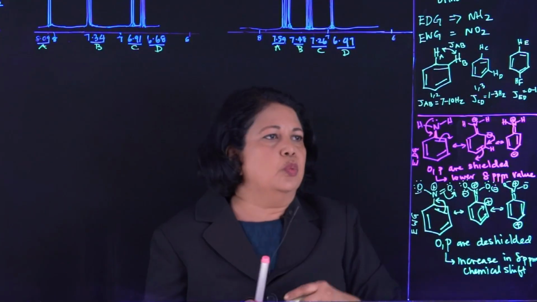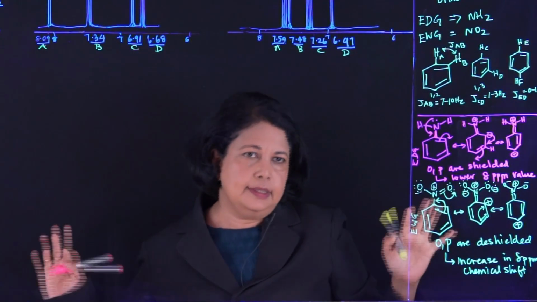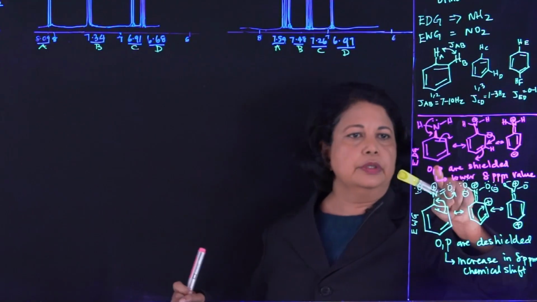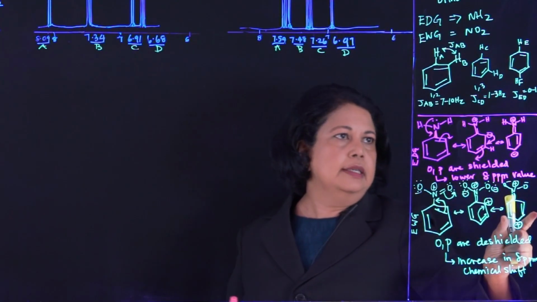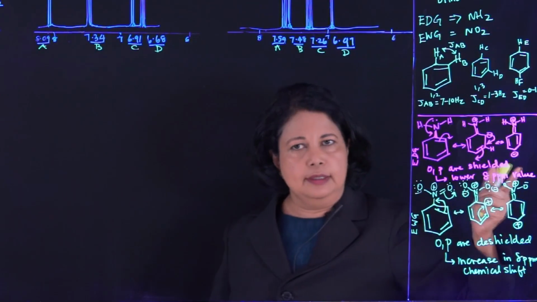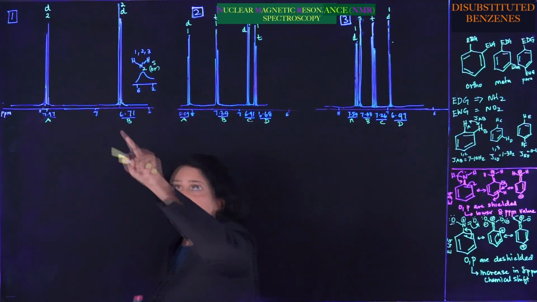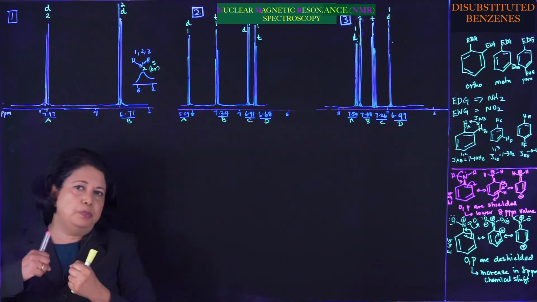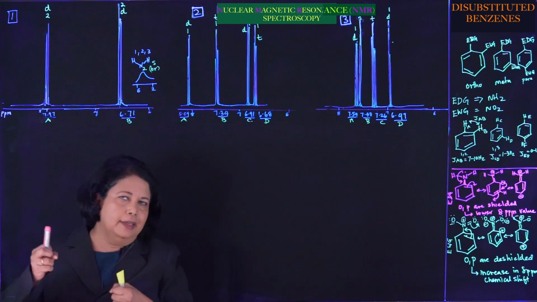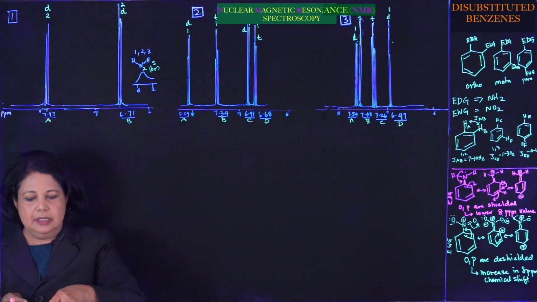If you only had one group, then it would be easy to figure out. Okay, ortho para is going to be shielded, ortho para is going to be de-shielded. Here meta is shielded, and here meta is de-shielded. We are going to combine them in one molecule. So there could be a push-pull, a push-me-pull-you effect here. All right, let's look at that.